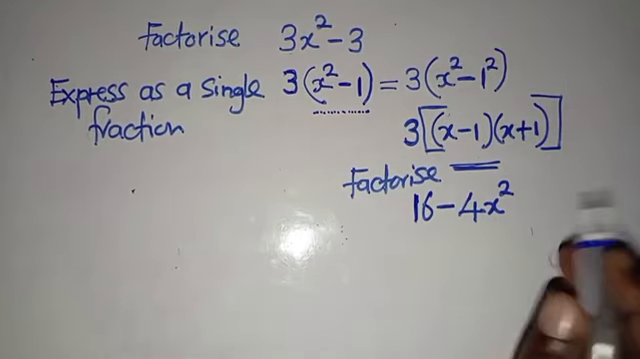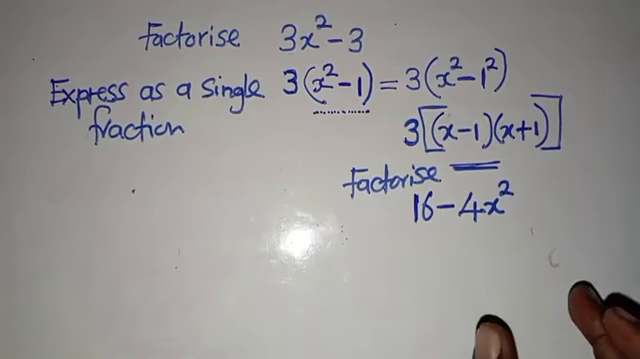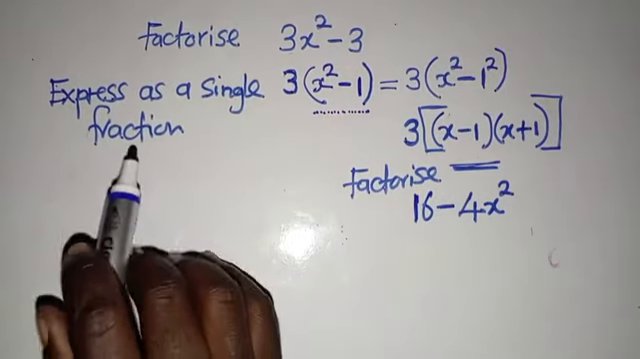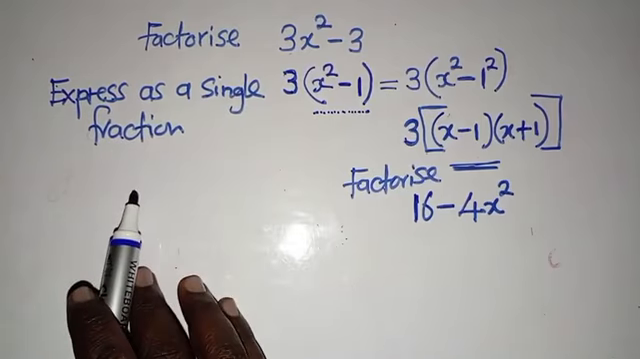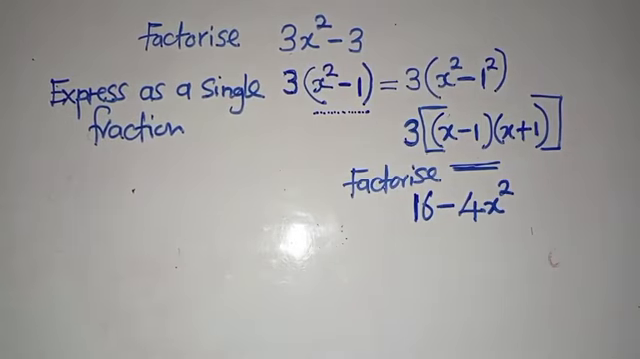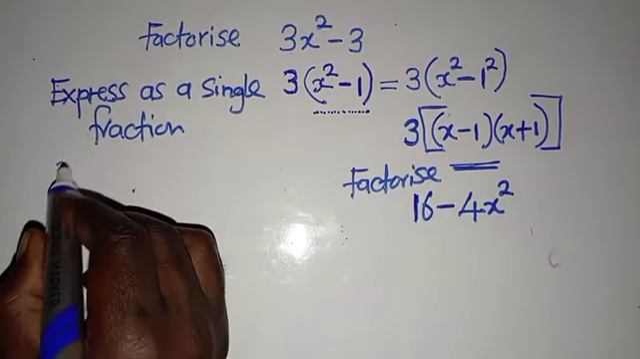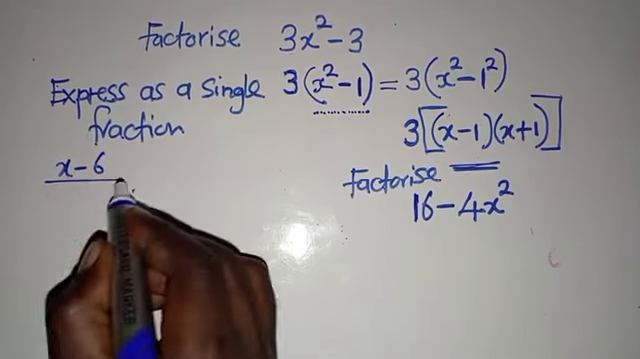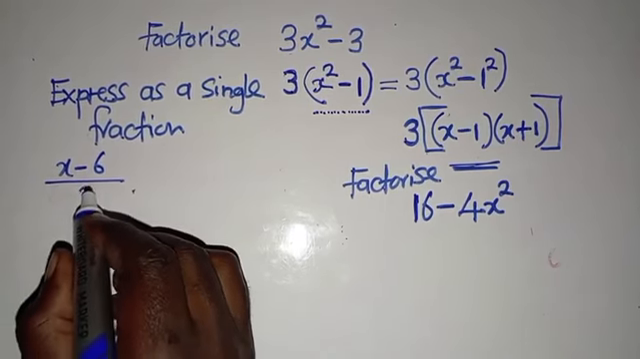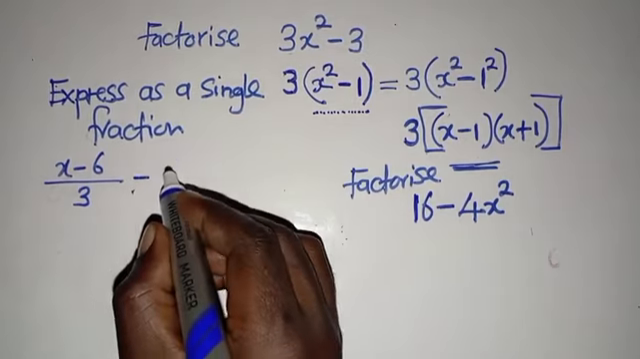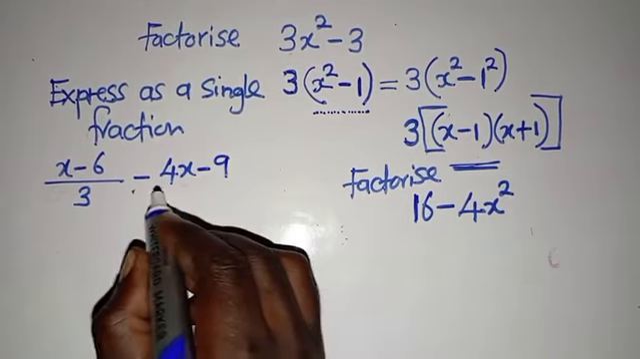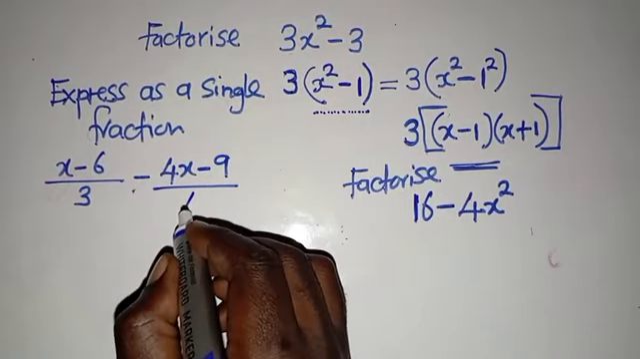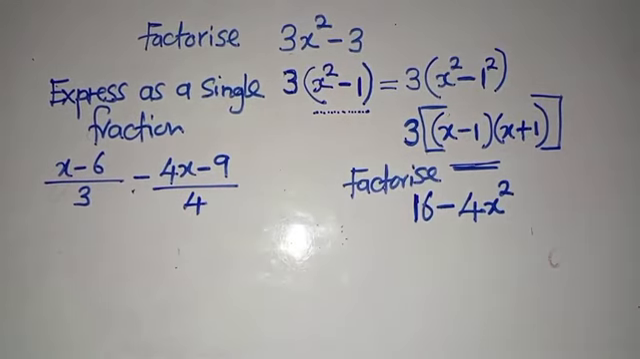So this is just something I've given you to revise through and check your understanding. You are taught to express as a single fraction. How do we express as a single fraction? You are given something like this, x minus 6 over 3, minus 4x minus 9 over 4.